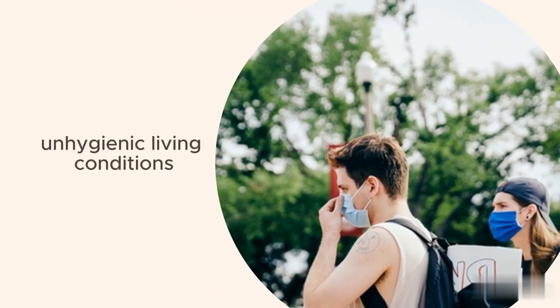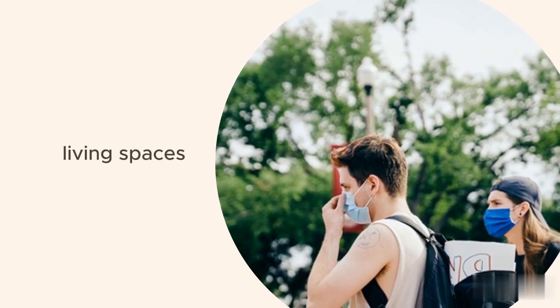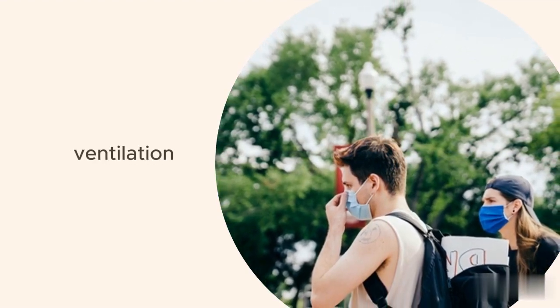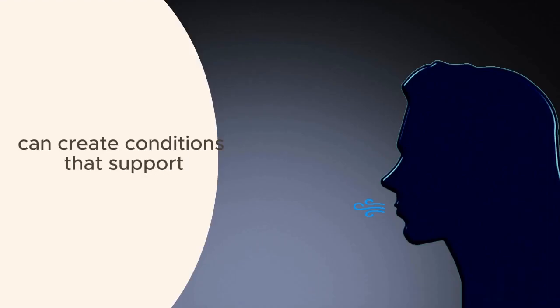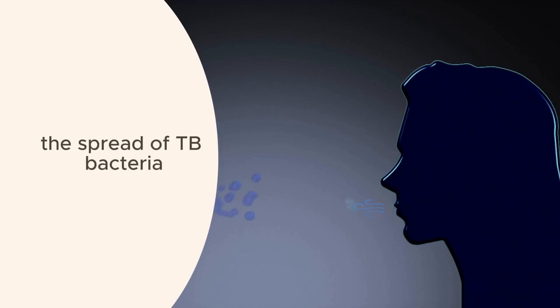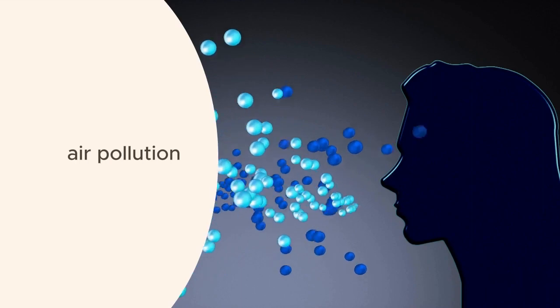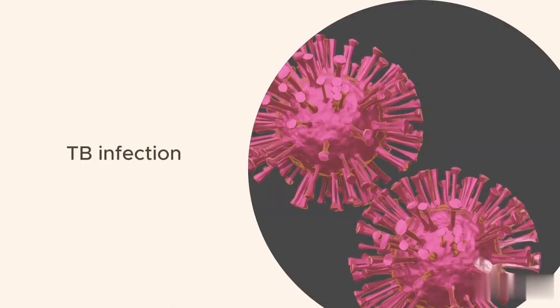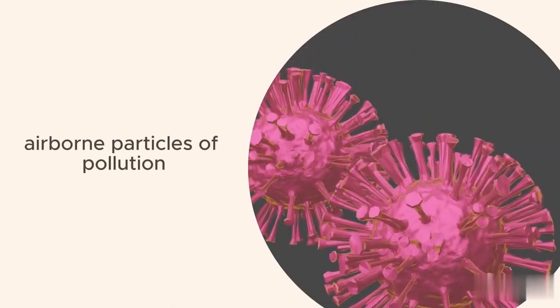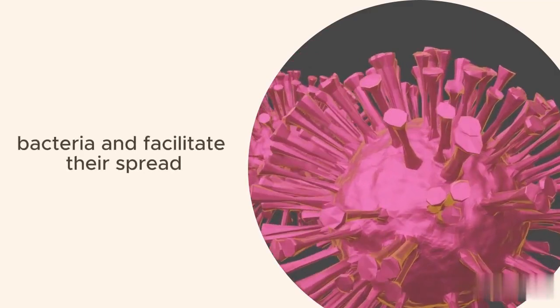Unhygienic living conditions, such as cramped living spaces, poor lighting, and inadequate ventilation, can create conditions that support the spread of TB bacteria. Air quality. Environments with high air pollution can increase the risk of TB infection. Airborne particles of pollution can carry TB bacteria and facilitate their spread.